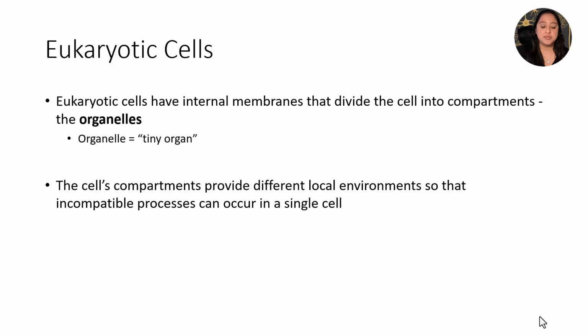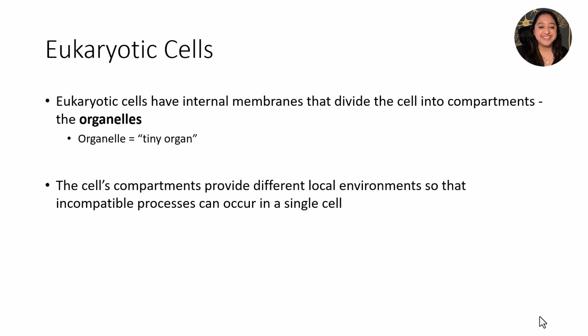Hi everyone, this is lecture 4, part 2, eukaryotic cells. So from this point on, we're going to talk mostly about eukaryotic cells. Eukaryotic cells have internal membranes that divide the cell into compartments, the organelles. Organelle literally means tiny organ.